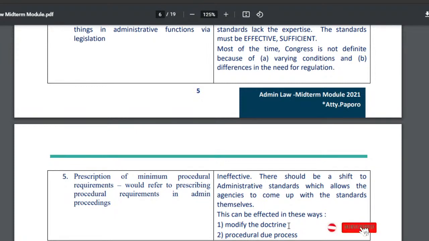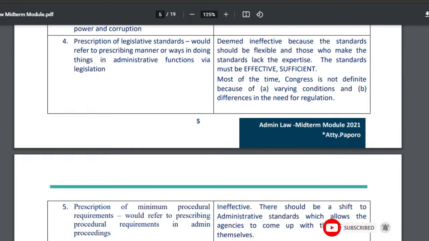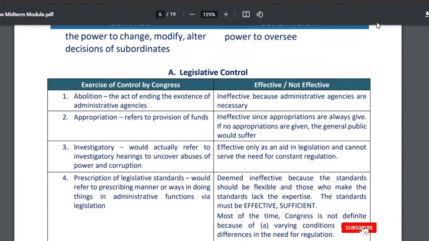They have to modify. There must be another case filed before or appealed before the Supreme Court. The Supreme Court has to decide a case again. Then the case decided by the Supreme Court would come out with only 4 requirements instead of 7, whatever. So procedural due process is still what you would look at. So that's one exercise of control of the legislature.